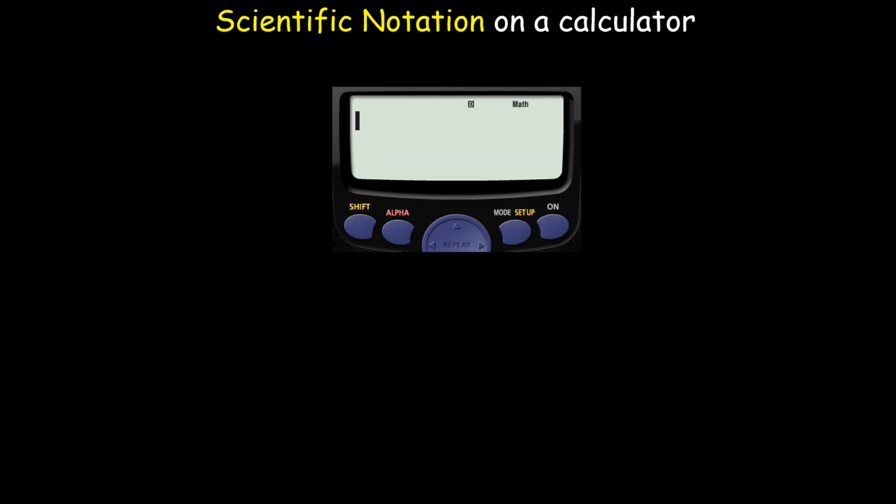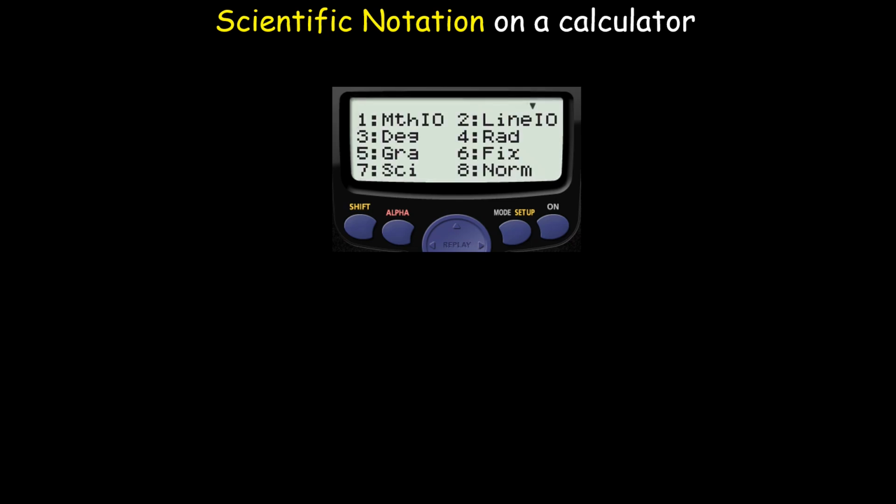And last of all, we look at a special mode that changes all your answers into scientific notation. This can be useful if you want to keep everything in standard form. You go to Shift, Setup, or equivalent on your calculator. Can you see anything that might suggest scientific notation? So we press 7. Now it's asking you how many significant figures you wish included.